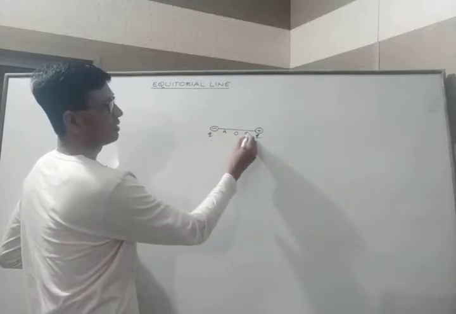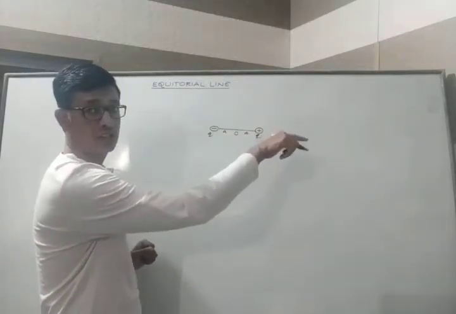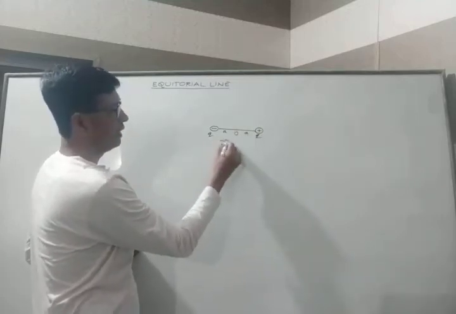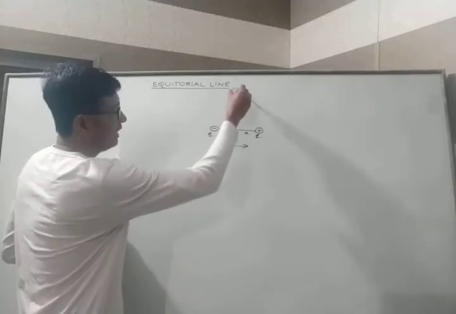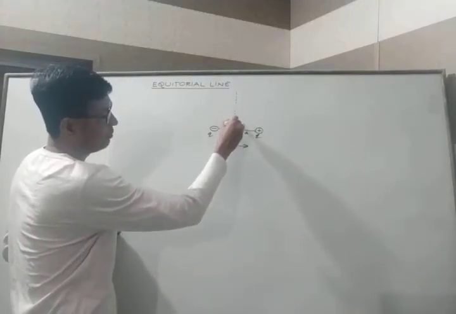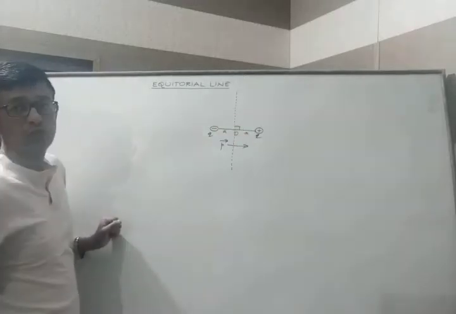Dipole length is considered to be 2a, right? It's directed from negative charge to positive charge. Dipole moment is also directed from negative charge to positive charge. Now, draw the perpendicular bisector, that is the equatorial line. This is an equatorial line.